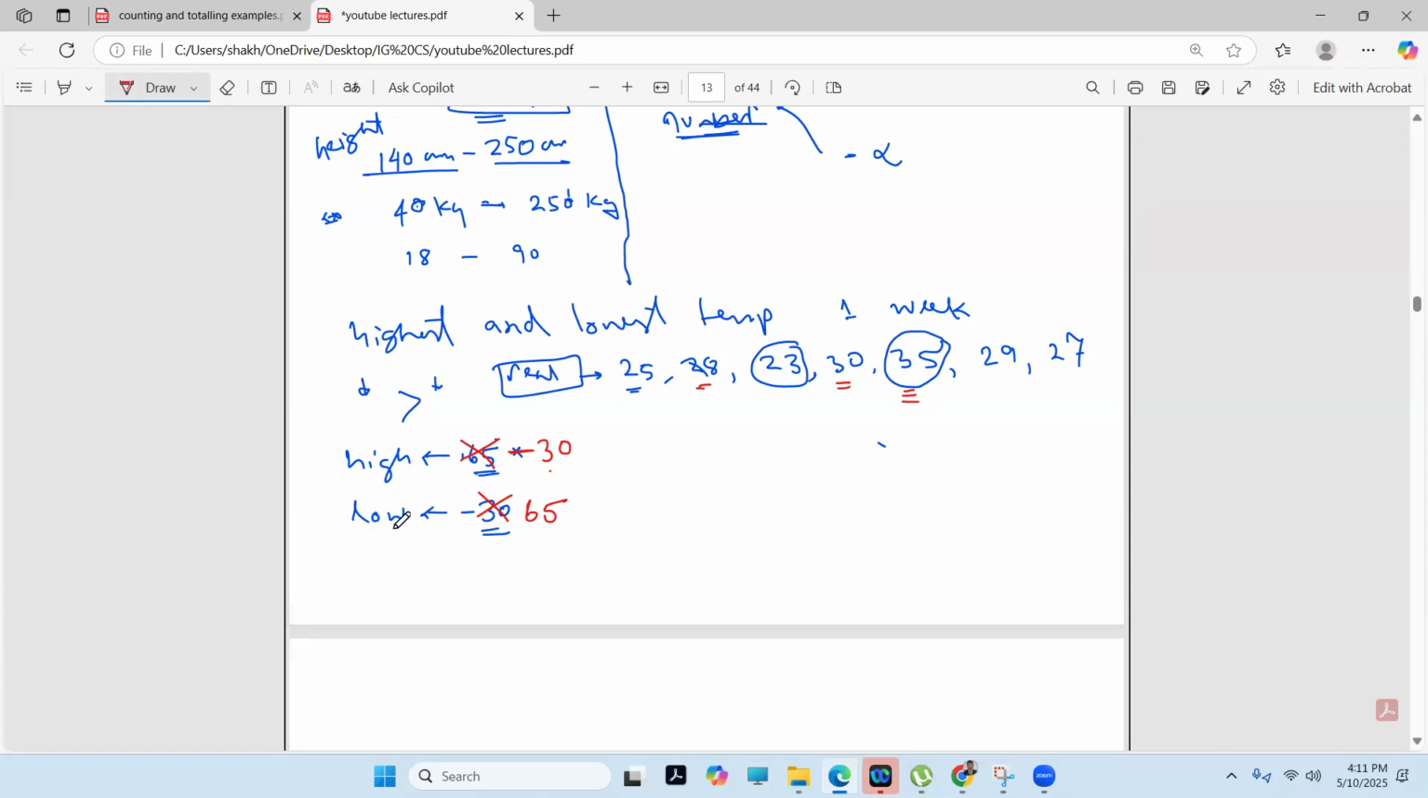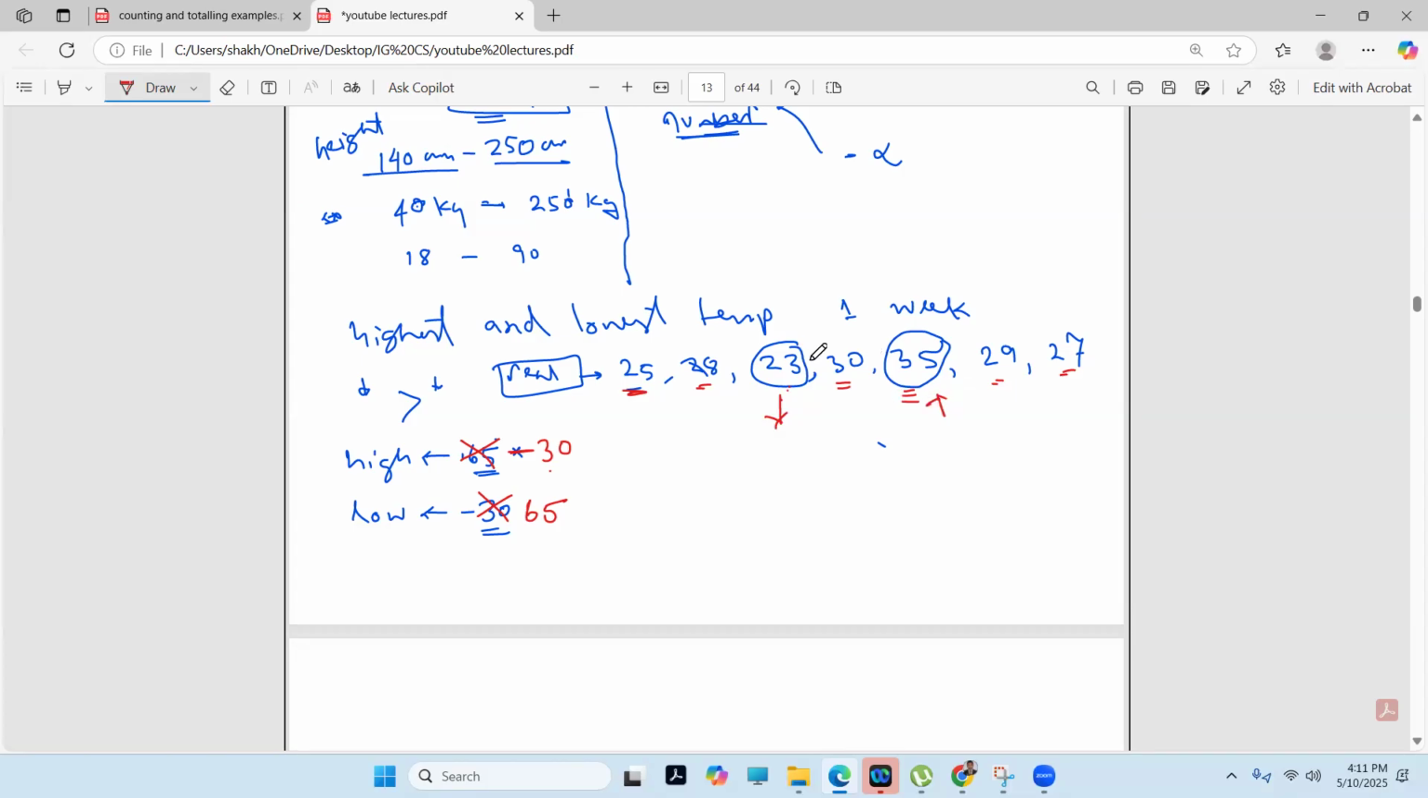Let's compare the lowest value. 65 compared with 25, 25 is the new lowest. 25 will compare with 28, so 25 is still the lowest. Then 25 will compare with 23, 23 is the new lowest. 23 compared with 30, still 23. Then still 23, and with 27, still 23. So this is the lowest value and this is the highest value.